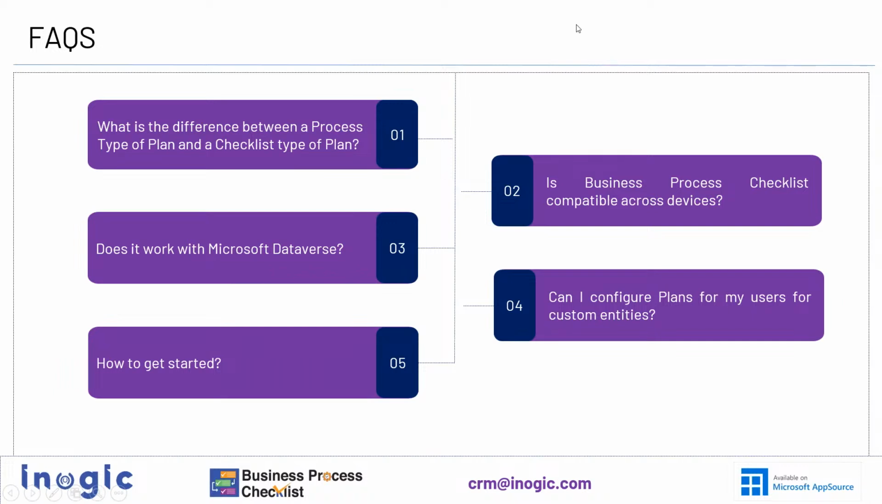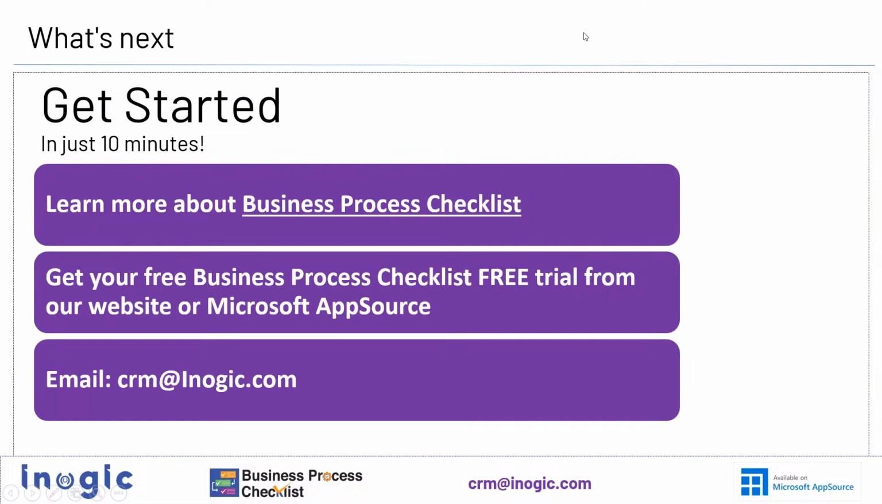I'm actually very delighted to invite you to explore the business process checklist and its incredible impact on your businesses. To get started, I highly encourage you to download a fully functional 15 days trial from our website, inogic.com, or from Microsoft AppSource. Now, this trial will allow you to experience the true power of our solution firsthand. Once downloaded, please take some time to configure the software to gain a comprehensive understanding of its capabilities.